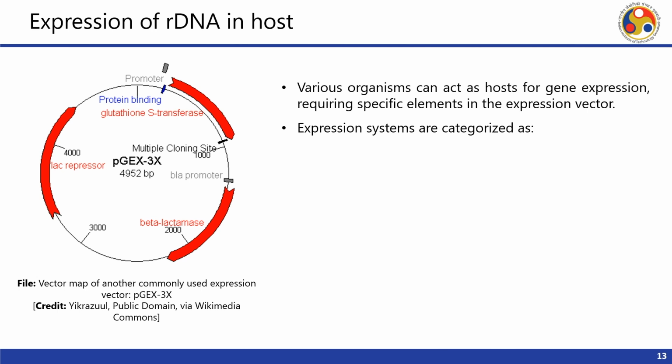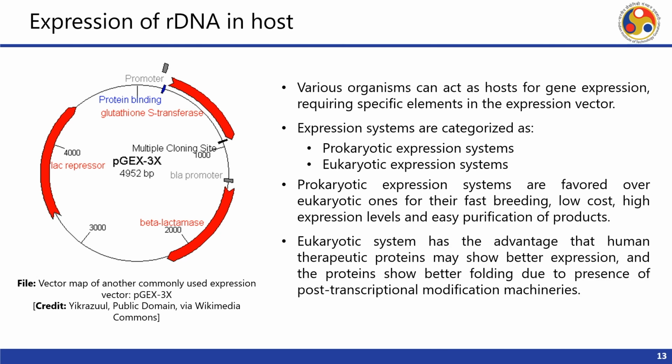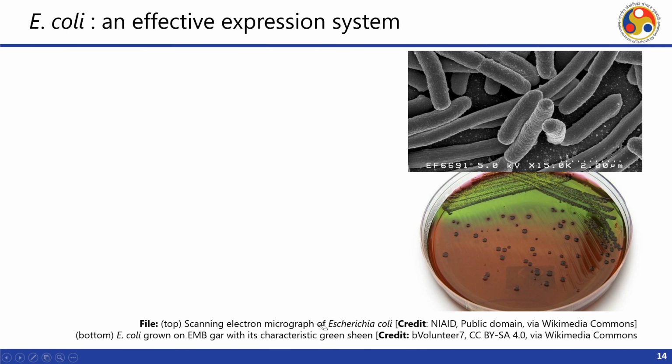We can classify the expression systems as prokaryotic expression systems or eukaryotic expression systems. Prokaryotic expression systems are favored over eukaryotic ones for fast breeding, low cost, high expression levels and easy purification of products. Eukaryotic systems have the advantage that human therapeutic proteins may show better expression, and the proteins show better folding due to the presence of post-translational modification machinery, which is absent in prokaryotic expression systems.